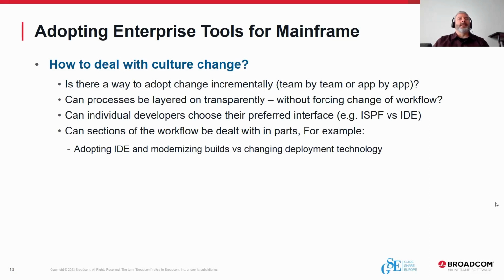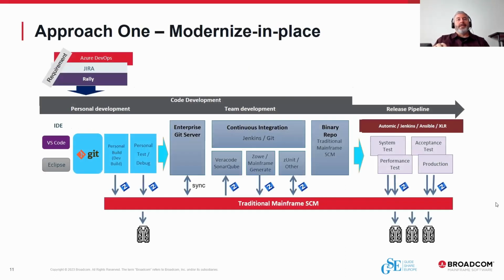So you want to consider, are there ways you can go team by team, app by app? Are there ways that you can layer on new processes transparently, or allow people to still use their preferred interface? If it's ISPF, maybe, like I said, it's one of those Git clients for ISPF, and so on. So all considerations when you're on this journey. So just a bunch of different approaches that you can consider.